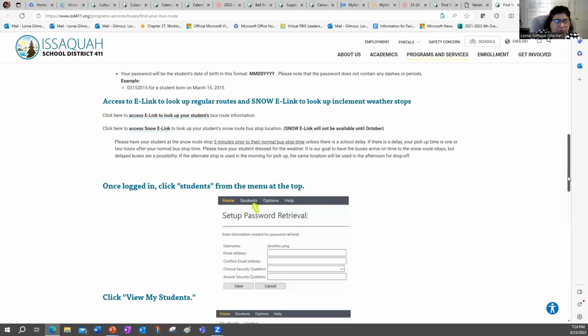Buses on snow routes. So if you see a bulletin or message from the school because of snow or some kind of emergency, buses on snow routes, keep in mind that you need to have looked up snow routes to see if your child's snow route is different than their regular route.